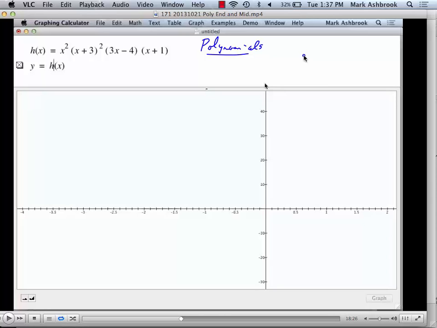Yeah? You look at zeros or the roots. Zeros or roots, okay? What else?